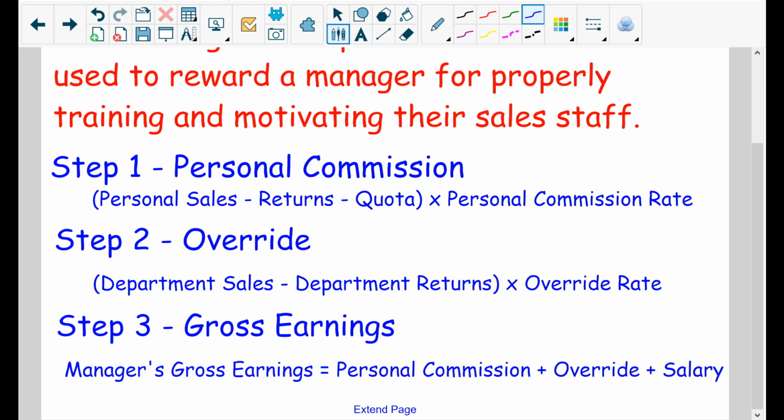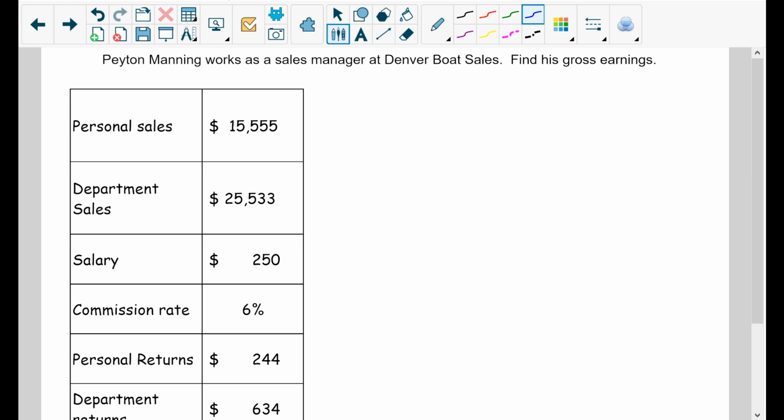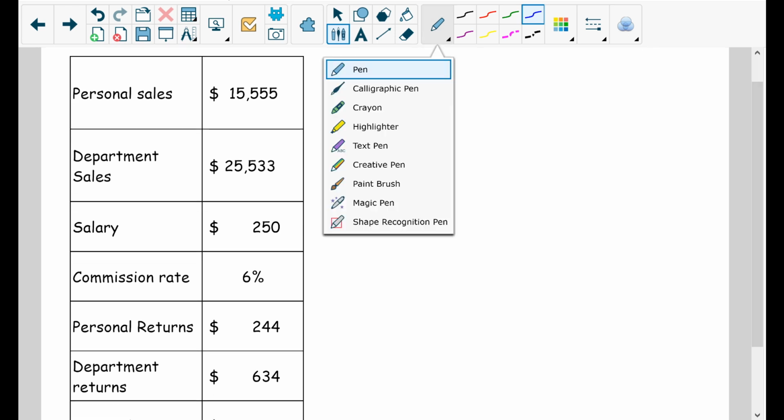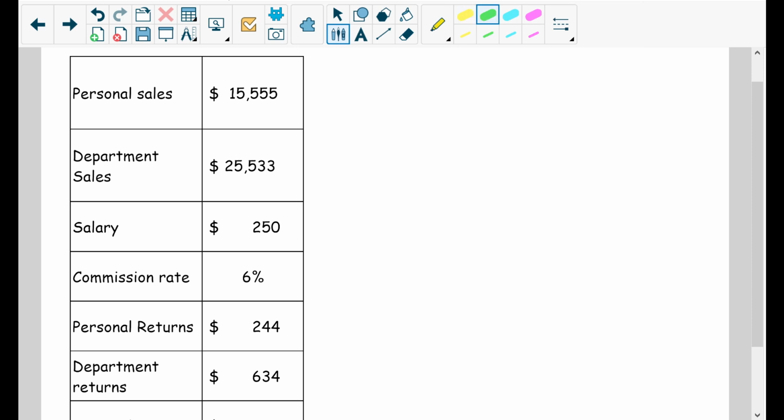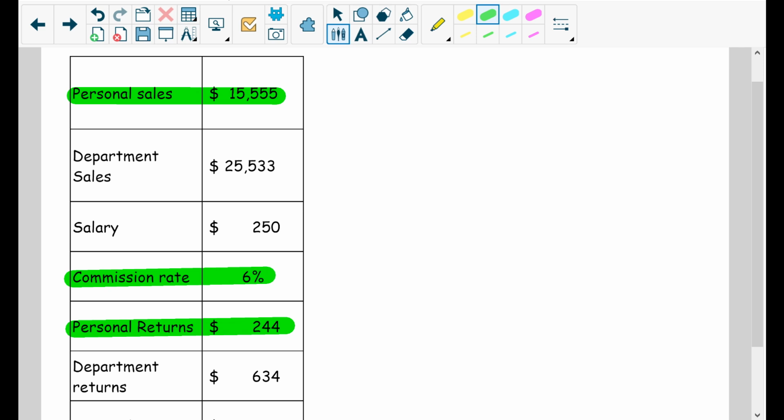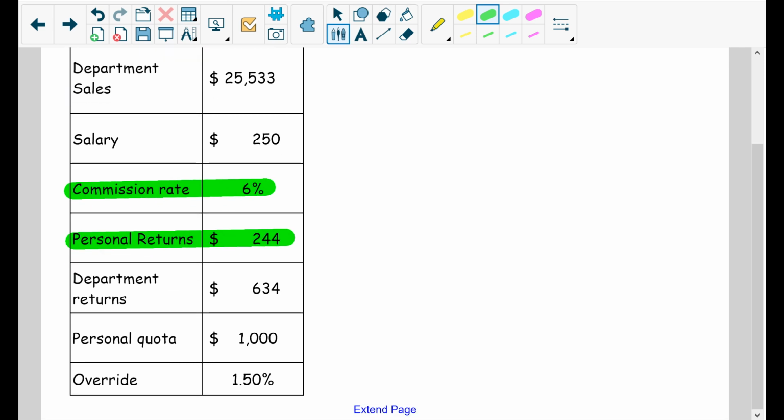The override then takes the whole department into consideration. Your department sales, and then minus any department returns, times that override rate. And then the gross earnings for the manager would be part 1, the personal commission, plus the override commission, part 2, and then any salary that that person may earn. Okay, so let's take a look at how we calculate that. So first thing here, personal commission. So let's take a look at our personal stuff here. So we have personal sales, we have our commission rates, and our personal returns. And a personal quota.